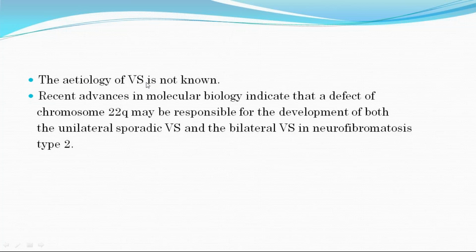Etiology is unknown, but recent advances in molecular biology indicate that there is a defect in chromosome 22q, which may be responsible for development of both unilateral sporadic and bilateral vestibular schwannoma in neurofibromatosis. So that is von Recklinghausen's disease, where you get bilateral vestibular schwannoma, and their presentation is very early compared to the unilateral sporadic cases. Patients with von Recklinghausen's may present in the second or third decade of life, whereas unilateral cases usually present in the fifth or sixth decade.